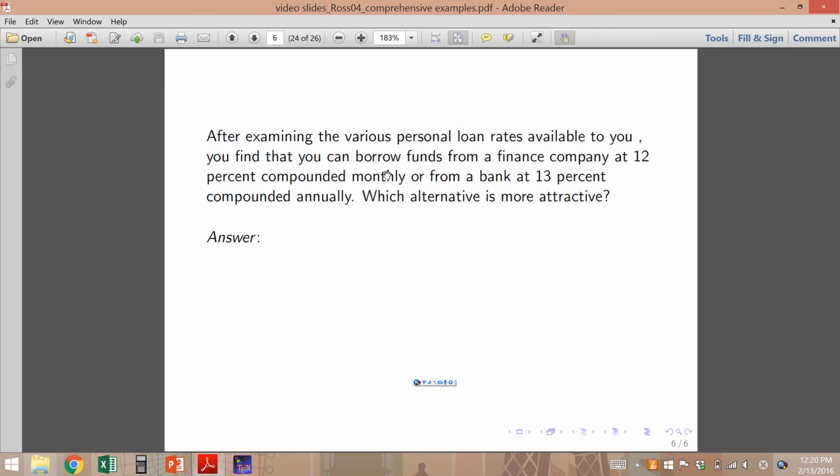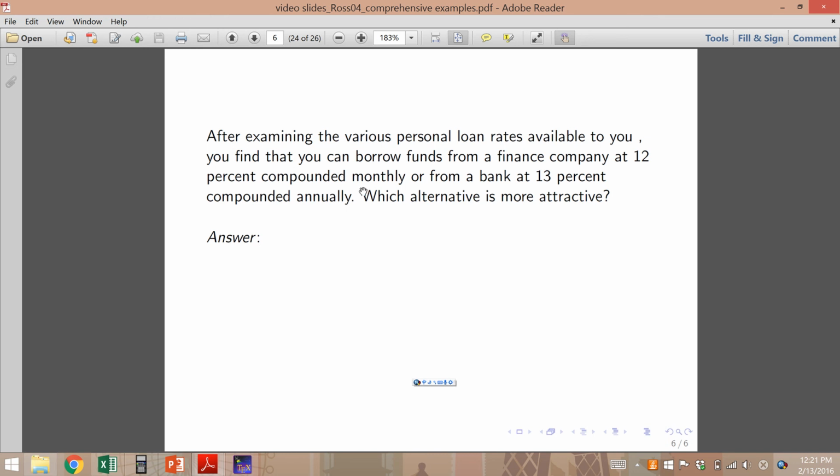Now the next one. You can borrow money from a finance company at 12% compounded monthly, or from a bank at 13% compounded annually. Which alternative is more attractive to you? At first glance, we don't know directly which one is better for a borrower. Remember, as a borrower, you want to borrow at a lower interest rate. Because the first one is compounded monthly and the second one annually, it's like comparing things in different units. So what we have to do is put everything into the same unit.